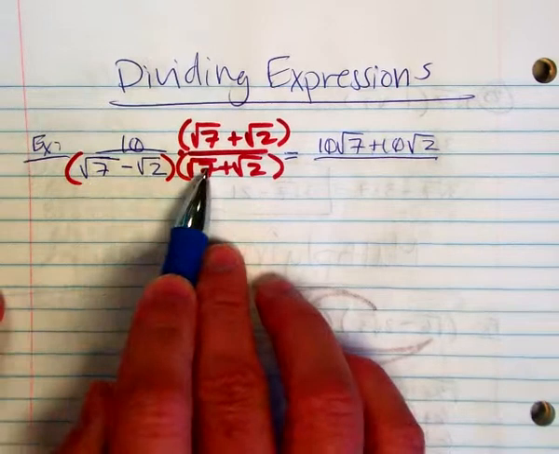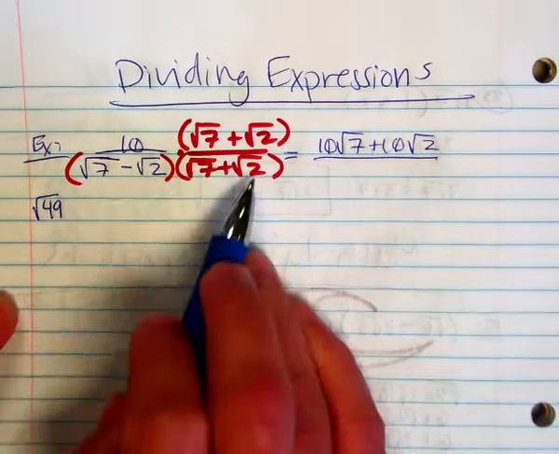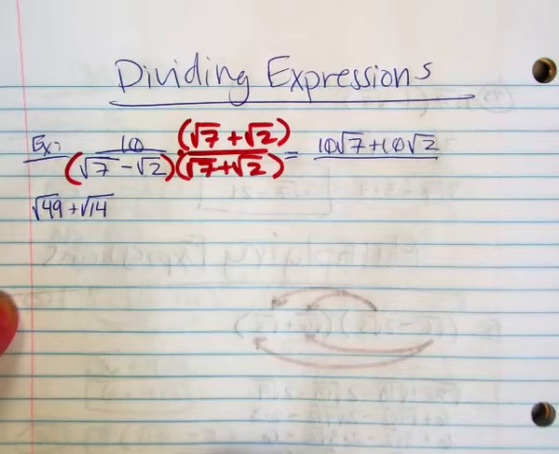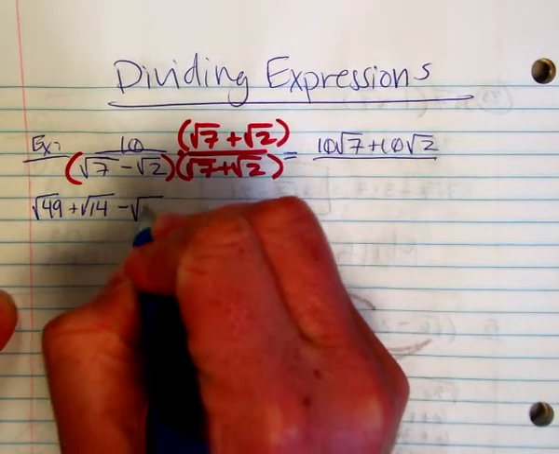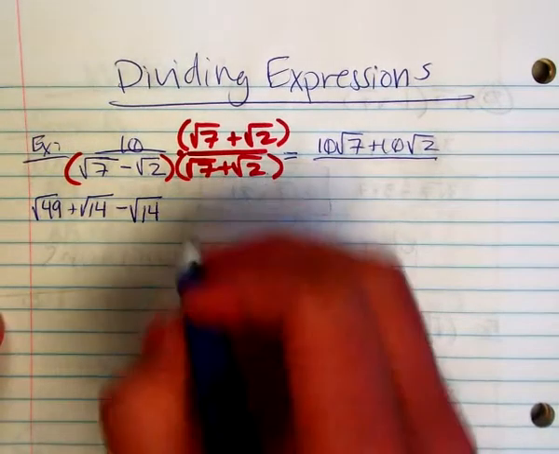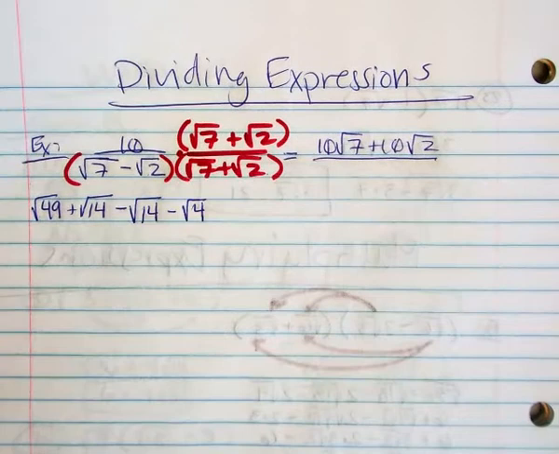If I do root 7 times root 7, I get the square root of 49. If I do root 7 times root 2, I get the square root of 14. If I do negative root 2 times root 7, I get the negative square root of 14. If I do negative root 2 times positive root 2, I get a negative square root of 4.